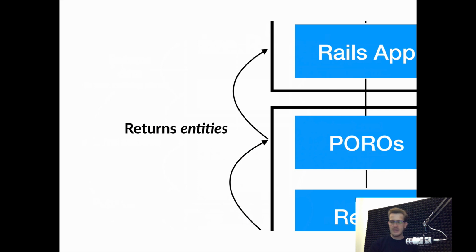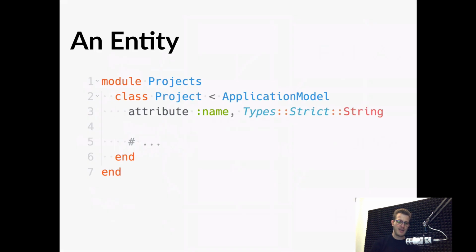Now I want to cover the entities word that I use. What the hell is an entity, you might be wondering? Ryan's using a fancy word because he wants to show how smart he is. Well, maybe that's the case. Maybe it's not. But an entity in my project looks like this. It looks very similar to what you might think of as a model in a regular Rails application.